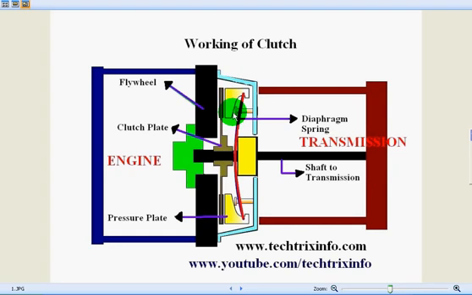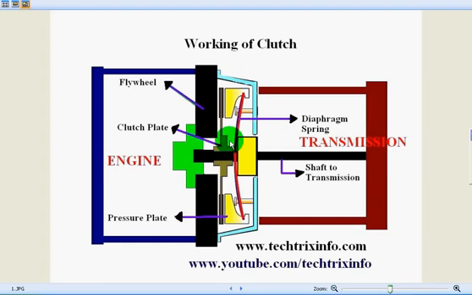So let's see what are the main components of a clutch. Here a clutch is shown. We have the clutch plate. This is the clutch plate. We have the pressure plate. This is the pressure plate, and this is the diaphragm spring. These are the three main components of a clutch. As I told you, the purpose of the clutch is to disengage the engine from the transmission, and also to smoothly engage the engine with the transmission.